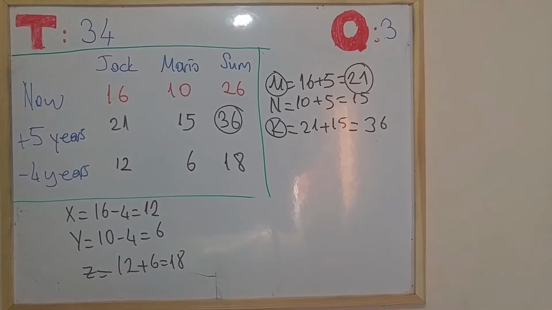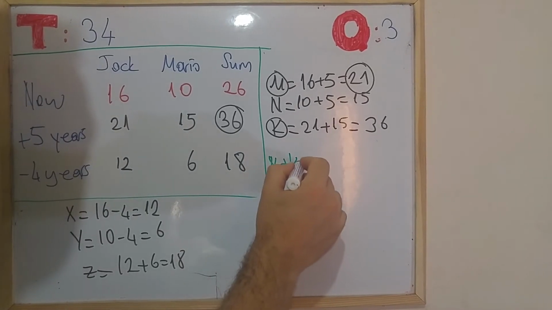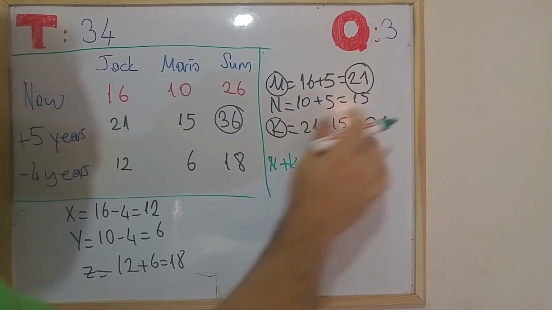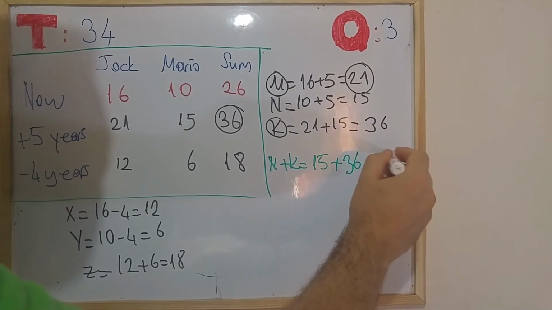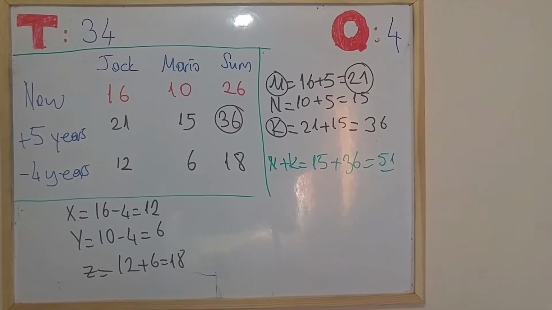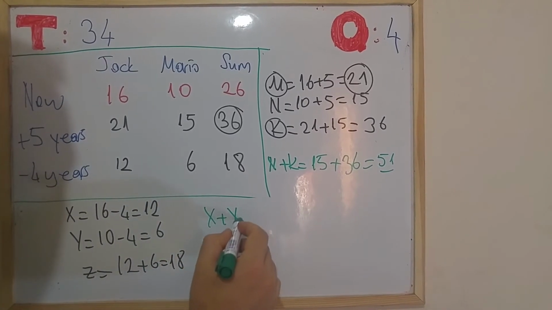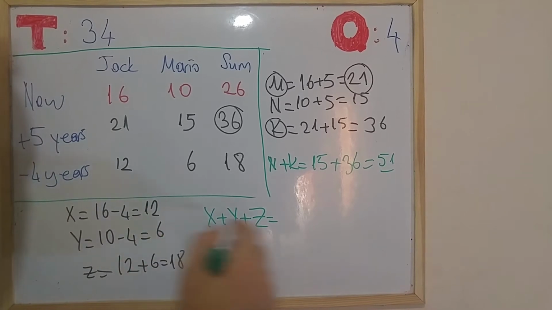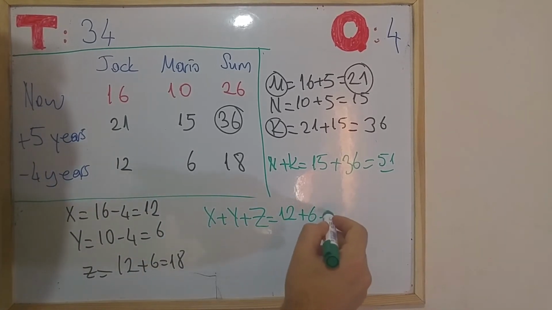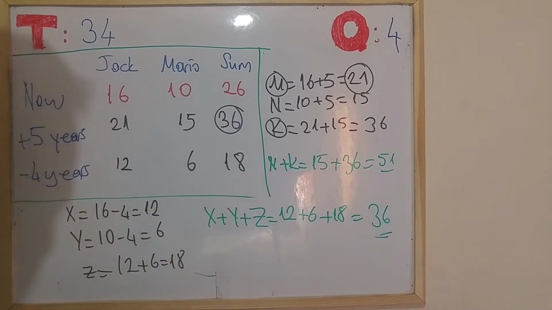Question asks me about n plus k. N plus k is equal to n, which is 15, plus k, which is 36. This makes 51. And the last question, they're asking me about x plus y plus z, which is equal to 12 plus 6 plus 18, which makes 36 too.